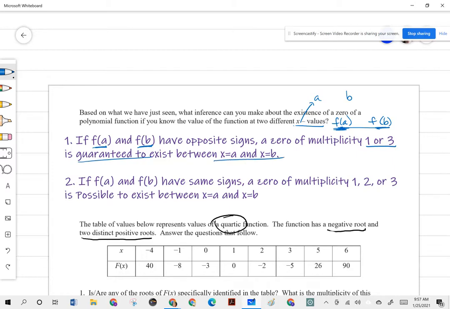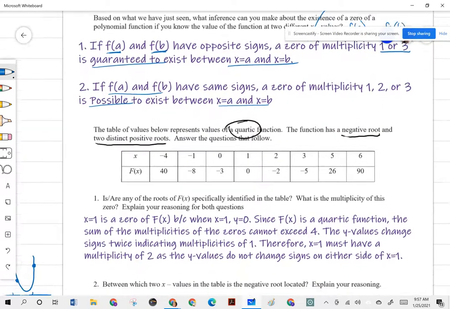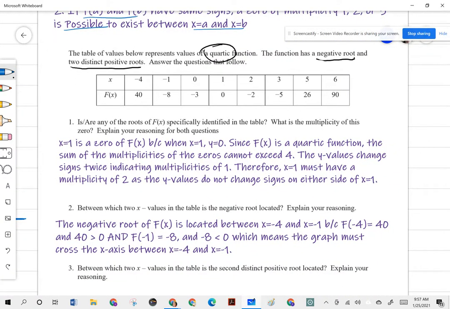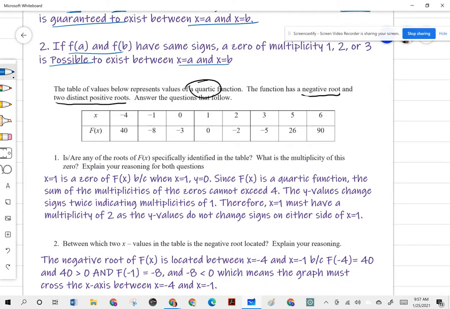and b. However, if f of a and f of b have the same signs, which you just looked at a second ago, a zero of multiplicity 1, 2, or 3 is possible to exist between a and b. And now we're just dealing with possibly imaginary roots and so forth. So let's take a look at this table of values, and then we'll be done. The table of values below represents values of a quartic function, so x to the fourth, which means we're going to have 4 zeros. The function has a negative root and two distinct positive roots. All right, now we're going to answer the questions that follow.